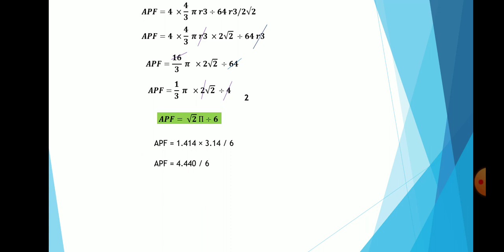We get the multiplication value of root 2 and pi as 4.440 divided by 6. Solve this value, we get the atomic packing factor is equal to 0.740, or 74% in terms of percentage.